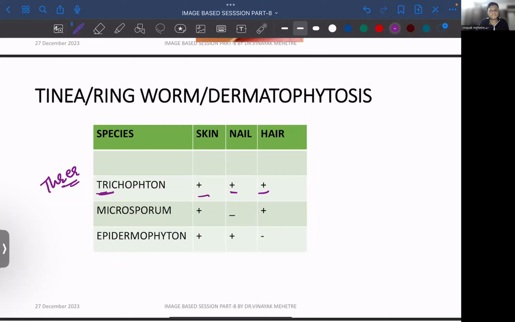Okay. Then comes, remember, N goes with N. Epidermophyton will involve nail, but they will not involve hair. Okay. N will go with N. बचा कौन सा? माइक्रोस्पोरम, ऑपोजिट ऑफ इपिडर्मोफाइटोन. इट विल नॉट इन्वॉल्व नेल. ठीक है, माइक्रो में बताऊंगा.